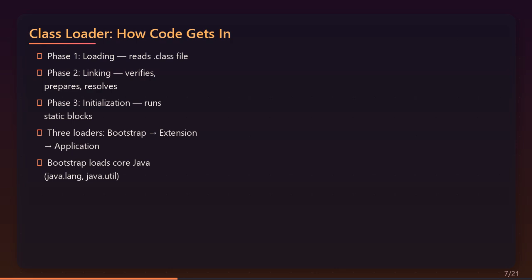There are three class loaders arranged in a hierarchy. The Bootstrap loader handles core Java classes like java.lang and java.util. The extension loader handles extension libraries. And the application loader handles your own classes from the class path.